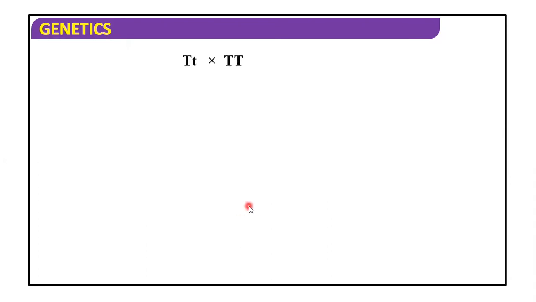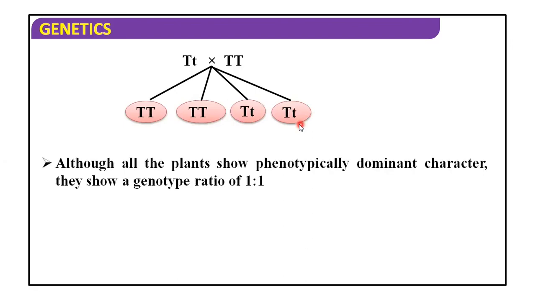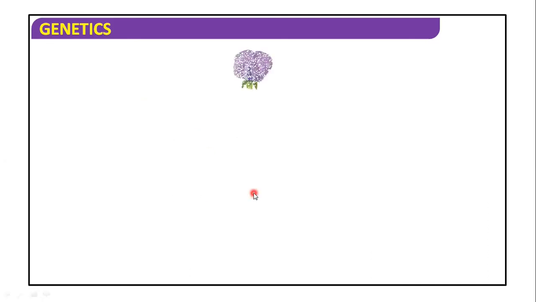Now, for example, here I am going to explain. Capital T, small t into capital T, capital T. So we will get the progenies capital T, meaning tall, capital T again tall. Here also tall and here also tall. So although all the plants show phenotypically dominant character, they show genotype ratio of 1:1.